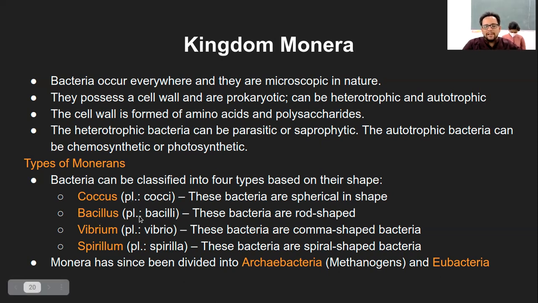Same way, bacillus, bacilli, vibrium, vibrio. That is the comma-shaped bacteria. And spirillum, this is the spirilla, which is the plural form, and they are spiral shaped. So these are the 4 main types.